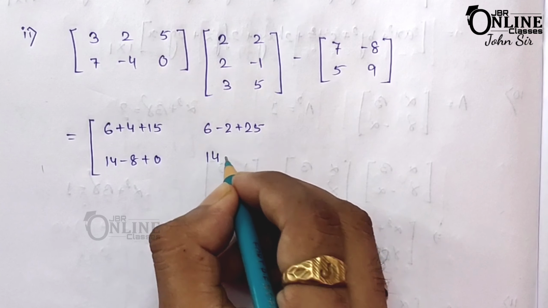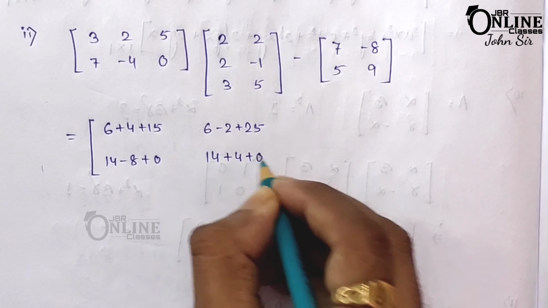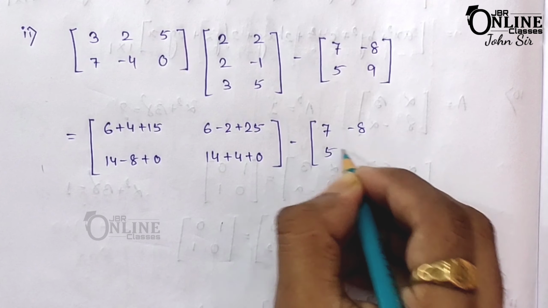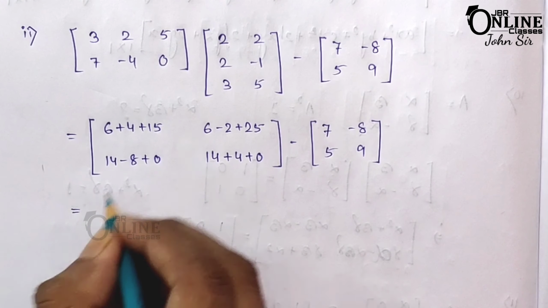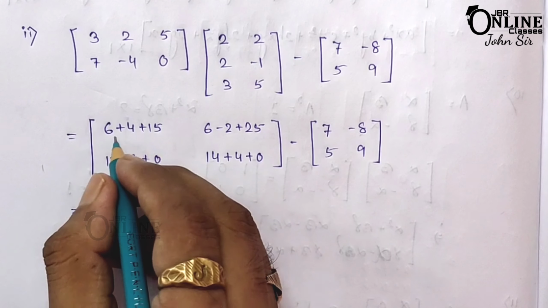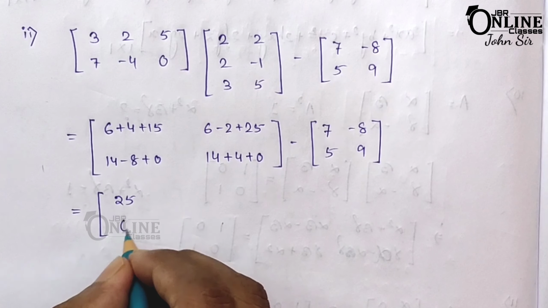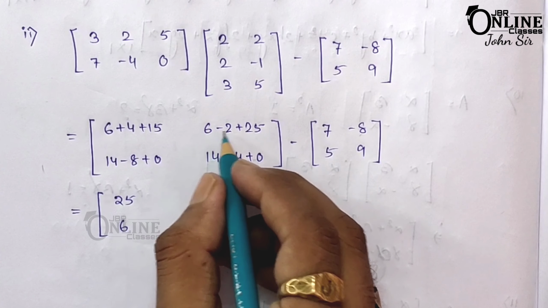And then here 14 plus 4, last one will be 0. Then subtract here 7 minus 8, 5, 9. So this one will be 15 plus 10, that equal to 25. Here 14 minus 8, that equal to 6. This one will be 6 minus 2, 4.